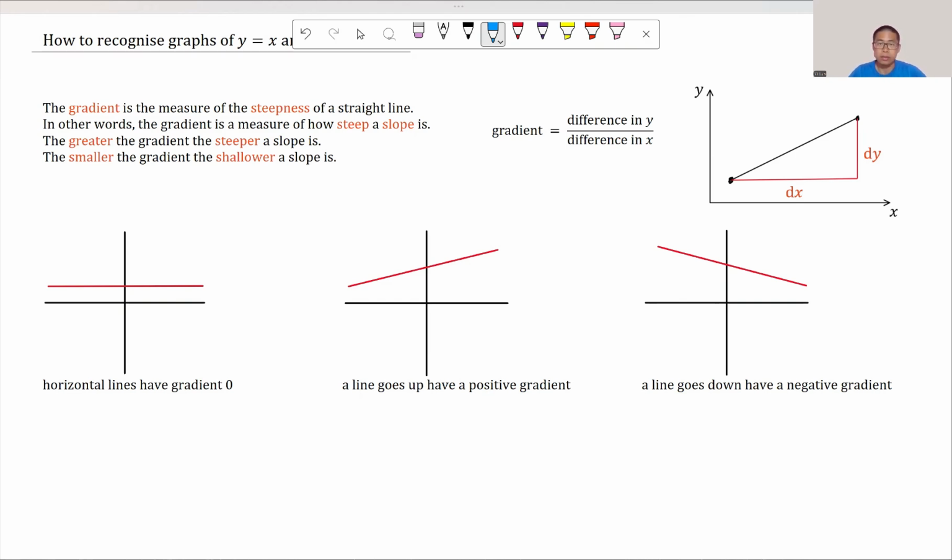Hello and welcome to this video on how to recognize graphs of y = x and y = -x. In this video, I'll walk you through how to sketch different types of straight lines.